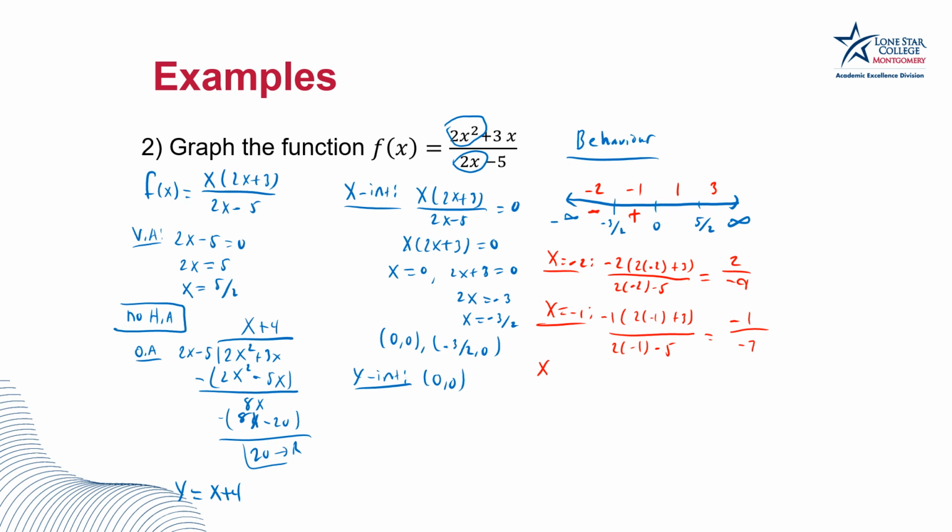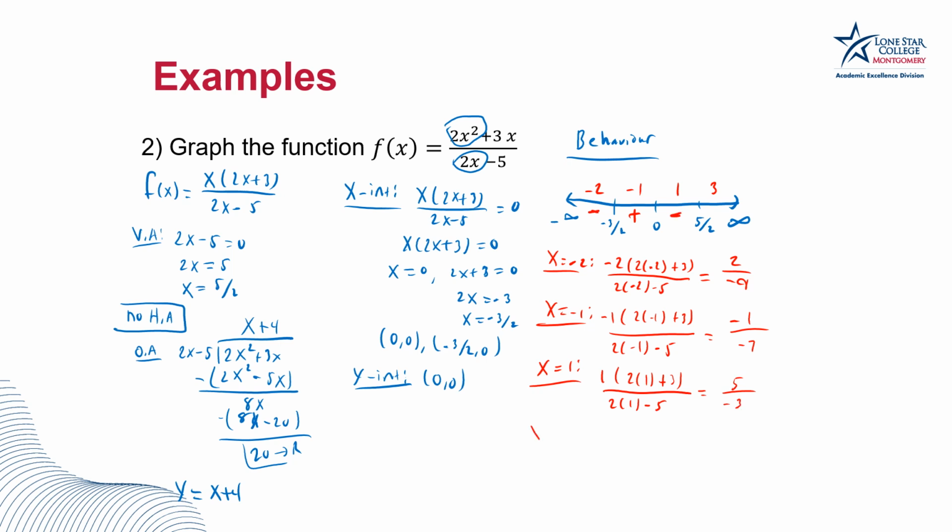So let's test when x equals positive 1. Should give us a negative, but let's plug it in just to be sure. 1 times (2 times 1 plus 3), I'm sorry, over (2 times 1 minus 5). So 2 plus 3 is 5 times 1 is 5, divided by 2 minus 5, which is negative 3. So yeah, that would give us a negative.